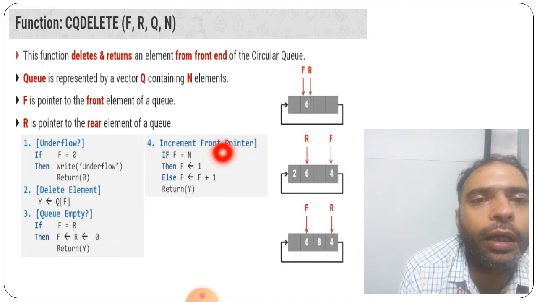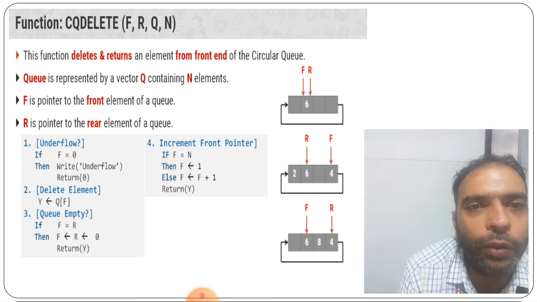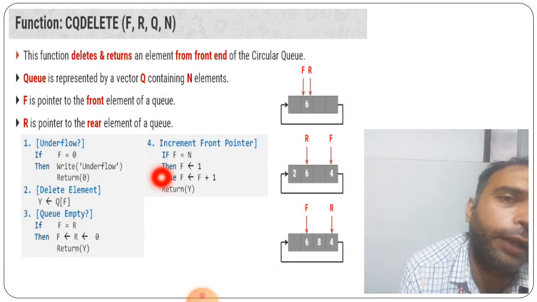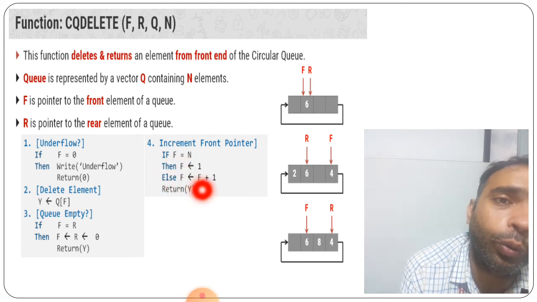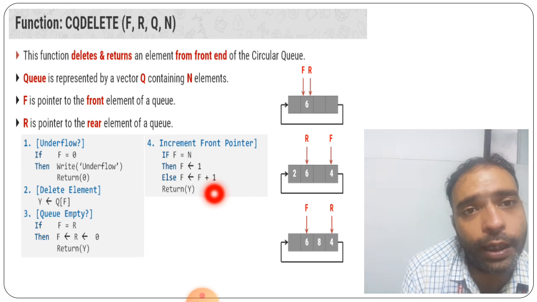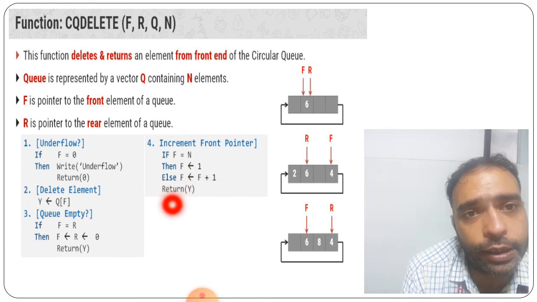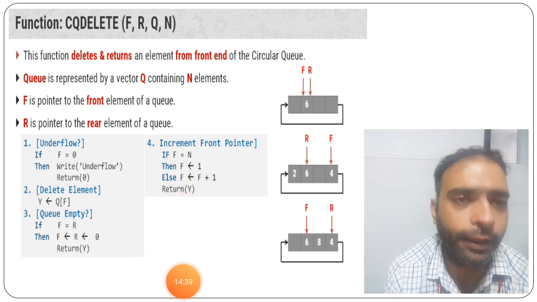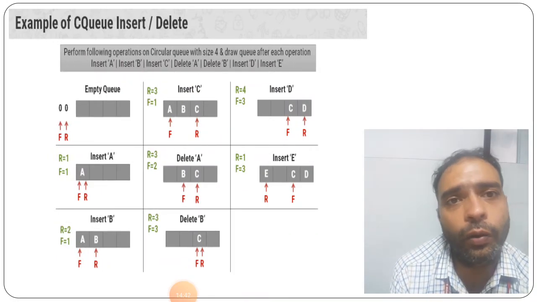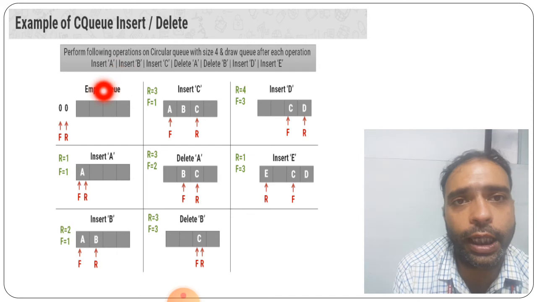अगर ये नहीं होगा तो it will do the increment part. ठीक है ना, तो it will do the increment. If F is equal to N then it will go towards 1, and else it will go towards F is incremented by F plus 1 for the next deletion, then it will return Y. Then after next part, how we will insert and delete in the queue, here it is given.